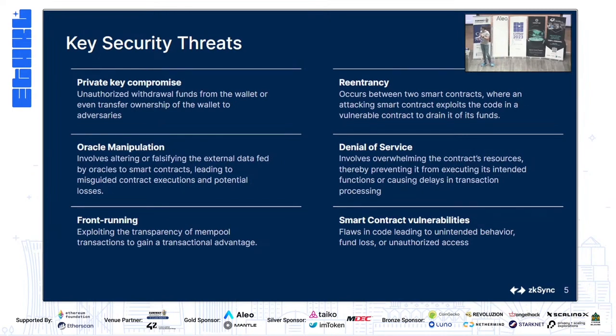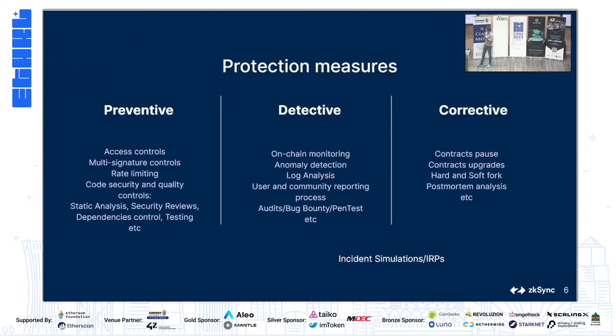The last one, this is smart contract vulnerabilities. So this is flaws in the code which can be used by the attackers to hack the smart contracts and drain the funds or gain some kind of unauthorized access there. So what can we do to protect against such threats?